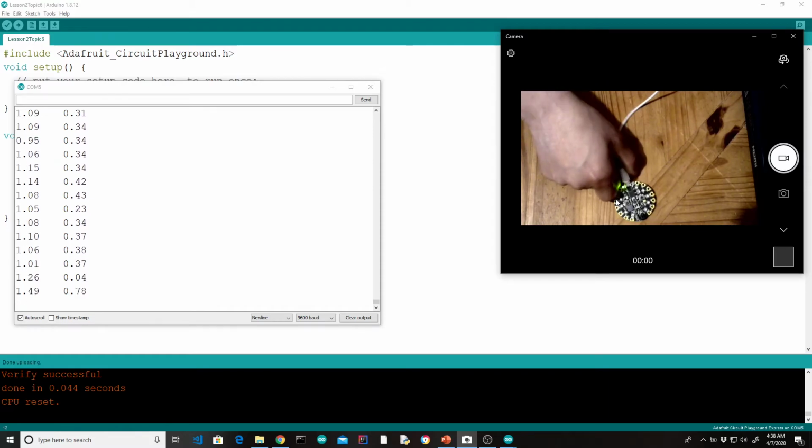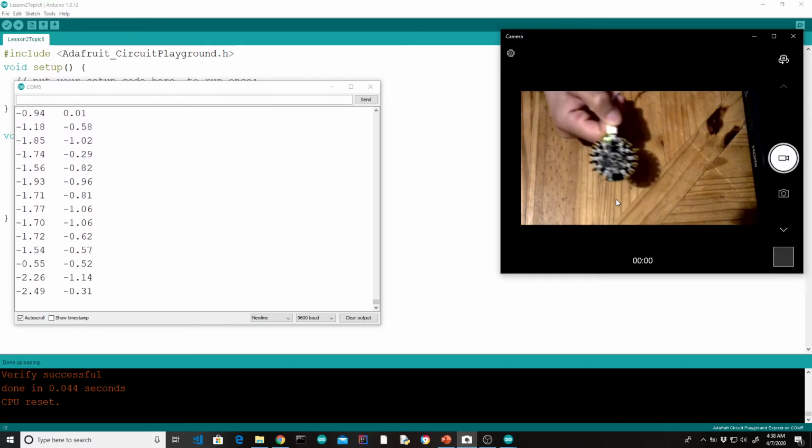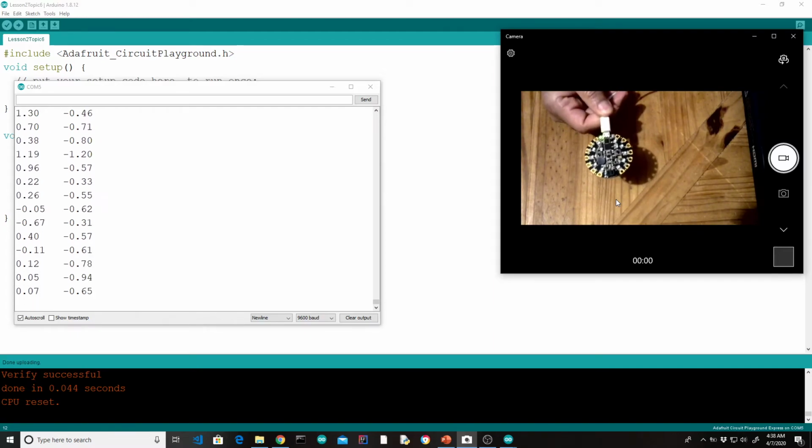So let's explore now. There we go. If I tilt it towards one direction, notice how the first number changes. That's negative. I'm going to tilt it the other direction, and the other number kind of stays stable. It all depends on how steady I'm able to hold my hand. So that was motion in the x direction.